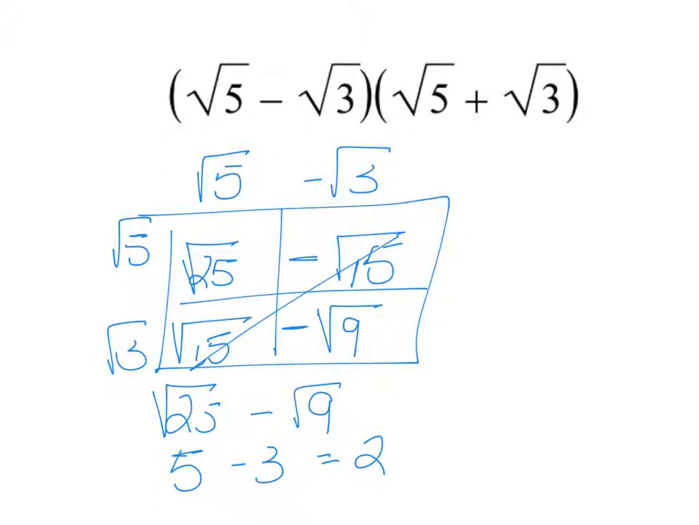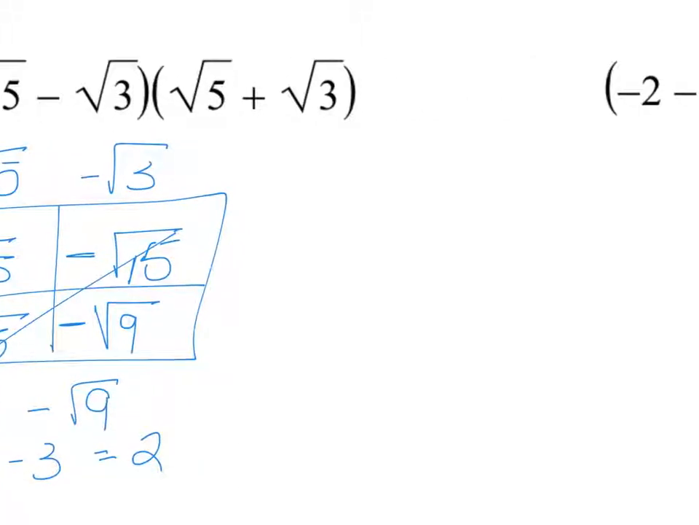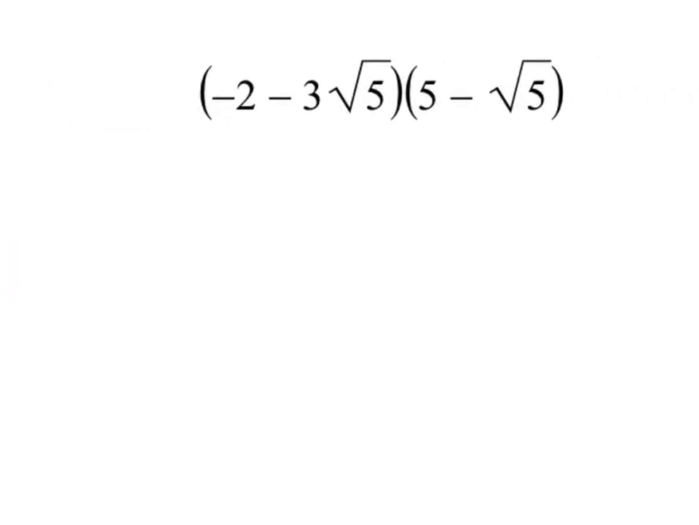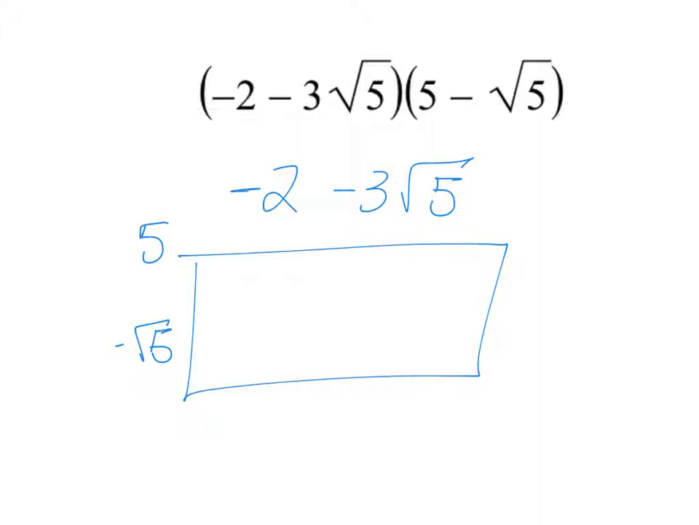Okay, so now I'm going to do the next one. And with this one, I'm also going to do the box method. So I'm going to put -2, -3 radical 5 on the top, and then 5 minus radical 5 on the side. Notice 3 radical 5 is one piece. I know that they look separate, but they are still one piece, so I only have 4 pieces in my box. 5 times -2 is a -10.